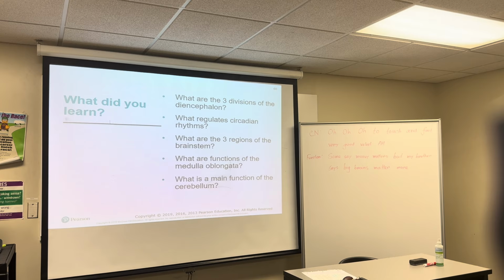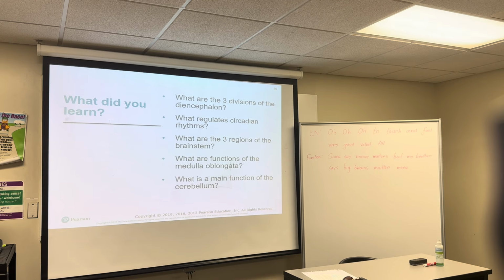Okay. So what did you learn so far? What are the three divisions of the diencephalon? Thalamus, epithalamus, hypothalamus. What regulates the circadian rhythm? Melatonin, right? What are the three regions of the brain stem? Midbrain, pons, medulla oblongata. What are the functions of the medulla oblongata? All the reflexes, right? Hiccuping, swallowing, vomiting. What is the main function of the cerebellum?